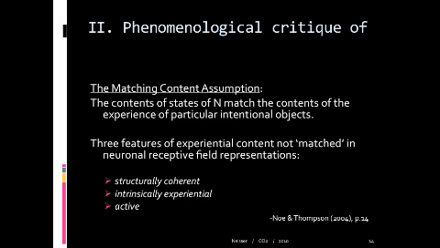Part 2, Noe and Thompson's phenomenological critique of the NCC concept. In 2004, Noe and Thompson argued that the contents of visual consciousness have certain global features that cannot be pinned to the firing rates of neurons in specific areas in the visual system. That is, they hold that the experience and the putative neural correlates do not have one and the same content. The authors list 3 features of experiential content not matched in neuronal receptive field representations. Visual perception is structurally coherent, intrinsically experiential, and active. They conclude that the NCC program is a flawed approach to content.